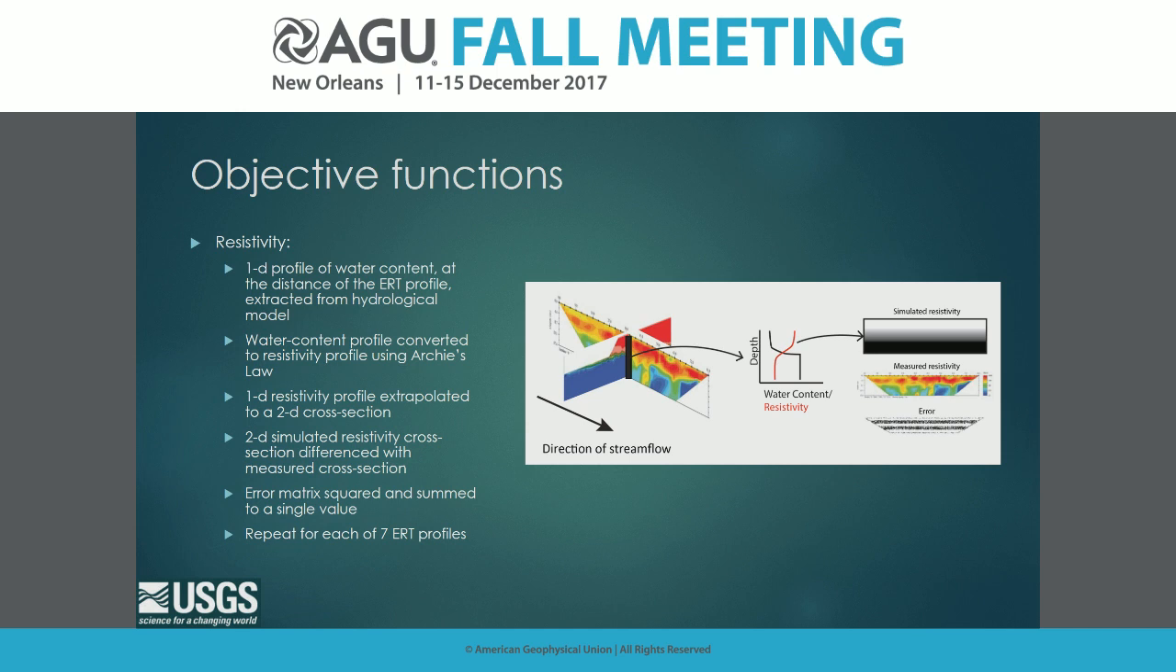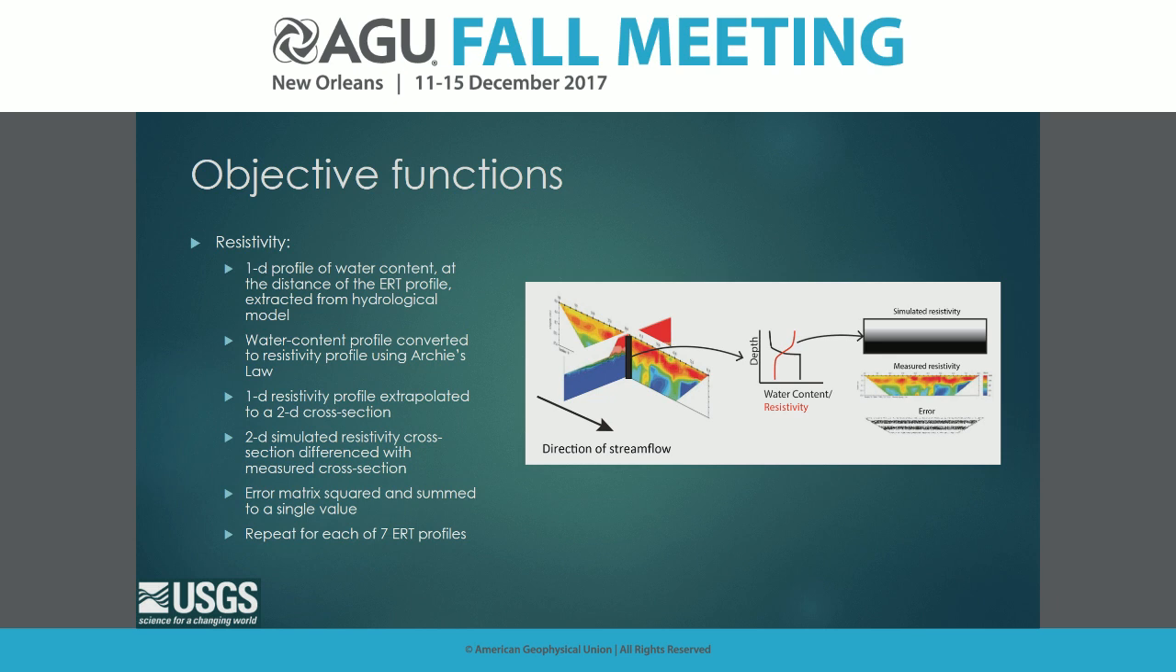The objective function for resistivity, I think this is a little bit unique. I'd be interested to hear of other examples. Basically, we're extracting a 1D profile of water content from the hydrologic model at the distance of the resistivity transect. We convert that water content profile to a resistivity profile using Archie's law, just an exponential relation between the two. Then we extrapolate the 1D profile to a 2D cross-section and difference that simulated resistivity with the measured resistivity to get some sort of error matrix.